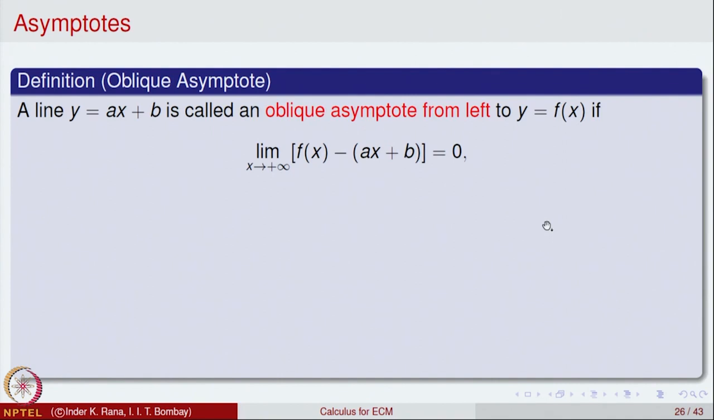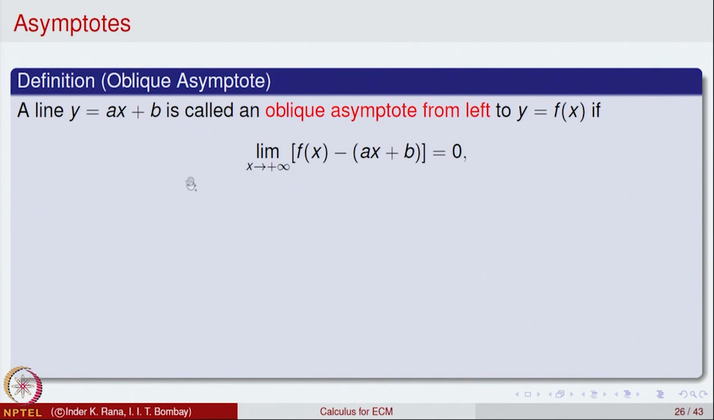We defined the horizontal asymptotes, and we defined the vertical asymptotes. There could be a line which is not either horizontal or vertical, but the function may be approaching that line as x becomes plus infinity or minus infinity. So, we define what is called an oblique asymptote.